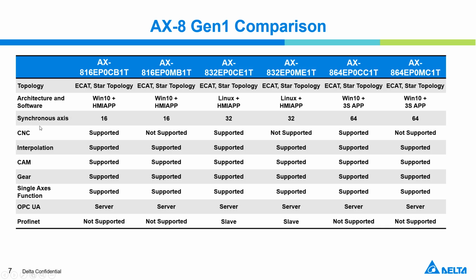And here I listed the synchronized axes. You can see from 16, 32, 40, 64. And for CNC function, some of them support it, but some do not, just based on the naming rules. For interpolation, it can support, and for the cam, gear, and single axis functions, all can support. And for OPC UA, it can only be used as a servo communication. And for PROFINET, these two don't support it, and only these two middle modules support PROFINET as slave.